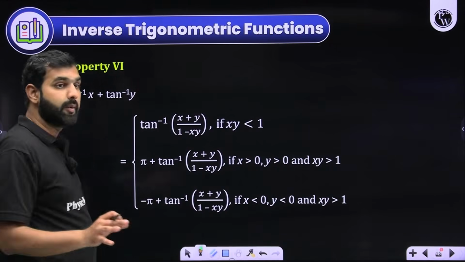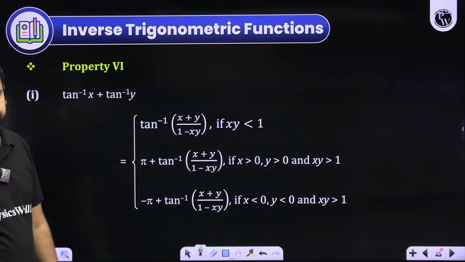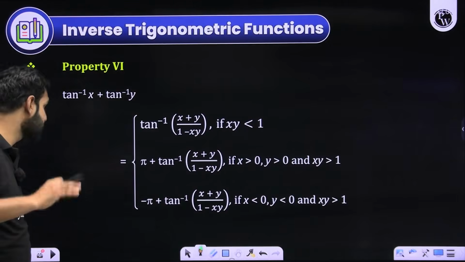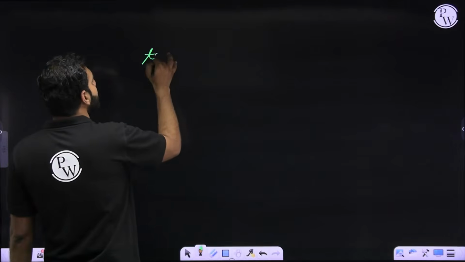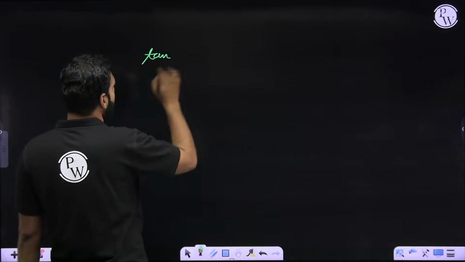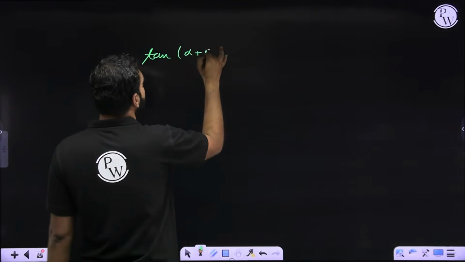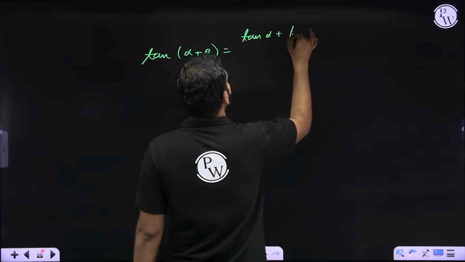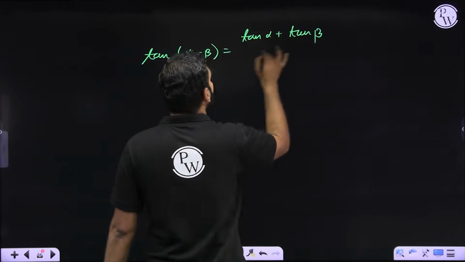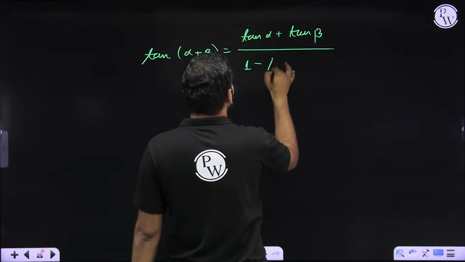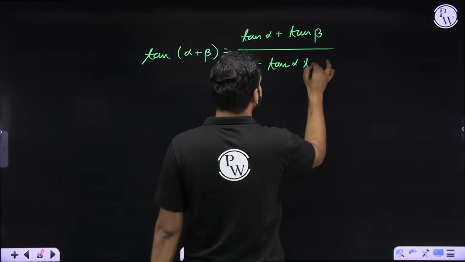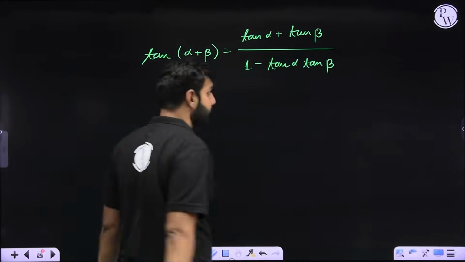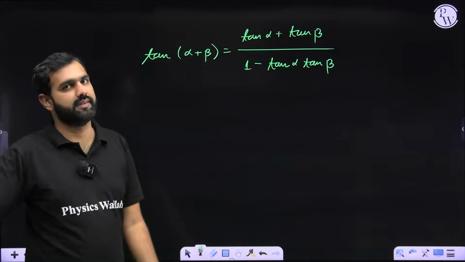If you have remembered the learning which we have discussed in the chapter trigonometric functions, which concepts am I talking about? Let's say I'm asking you about the formula tan of alpha plus beta. You know that it is tan alpha plus tan beta whole divided by 1 minus tan alpha tan beta. Do you remember this as a result?